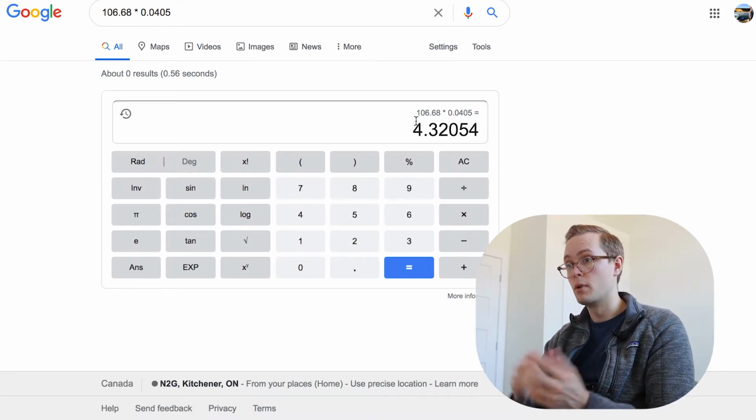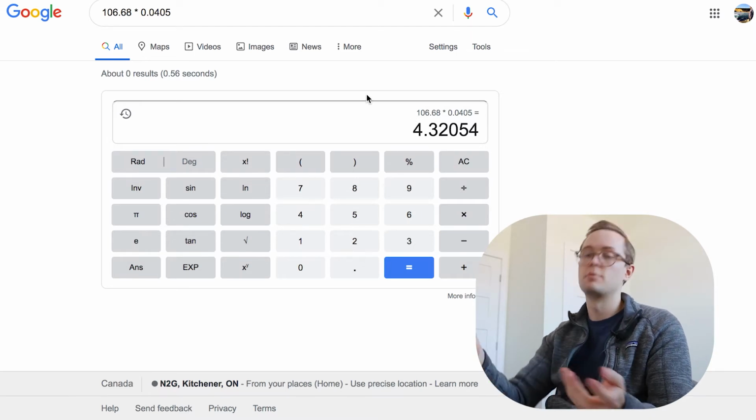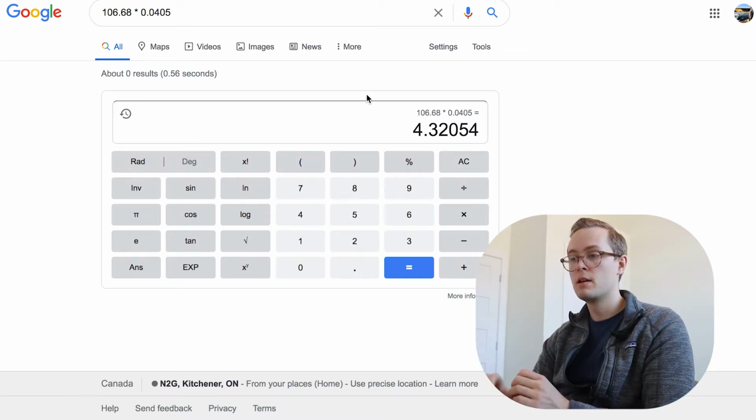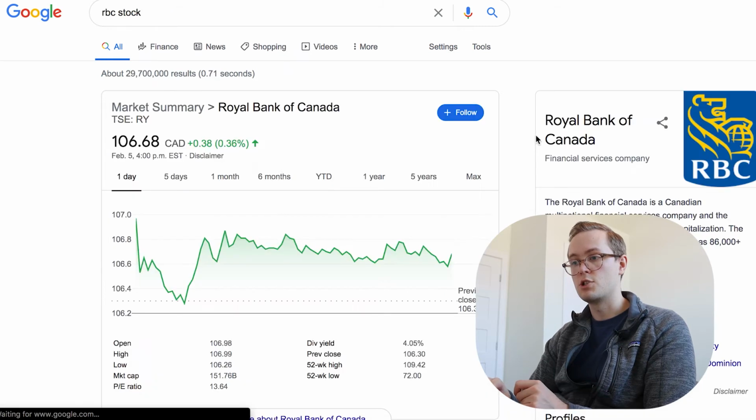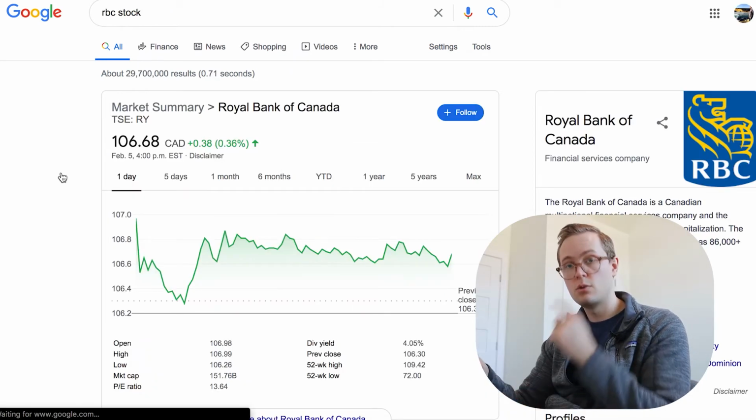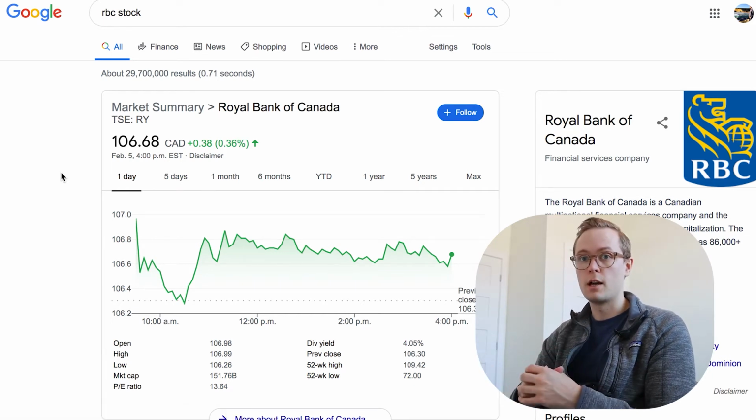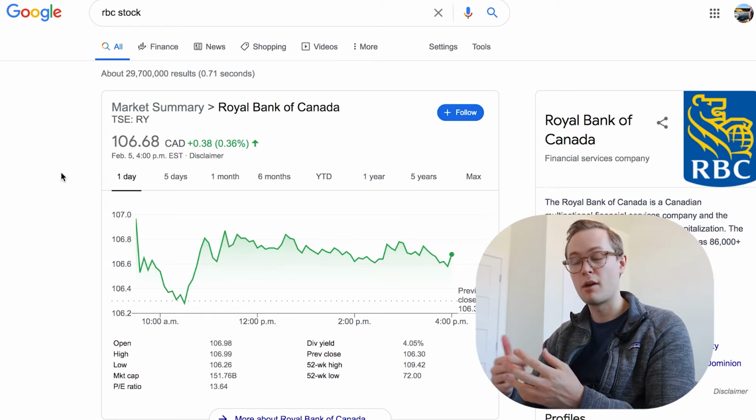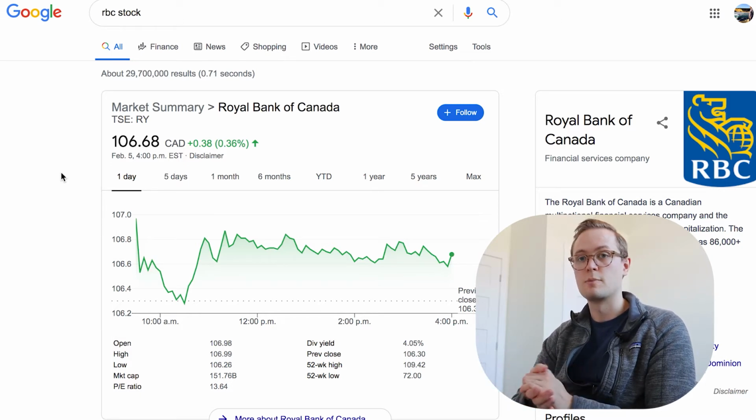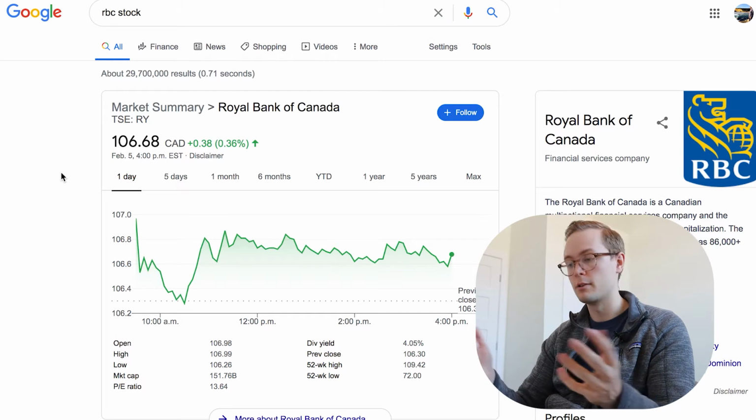Now, if you owned multiple of these, then you just multiply this number by however many you own. So this is a dividend, which is just something that they pay back to you over the course of a year. They might pay it quarterly or biannually, like twice a year. That doesn't mean that you're going to be paid 4.05% twice a year. It just means that it will be spread out throughout the year.